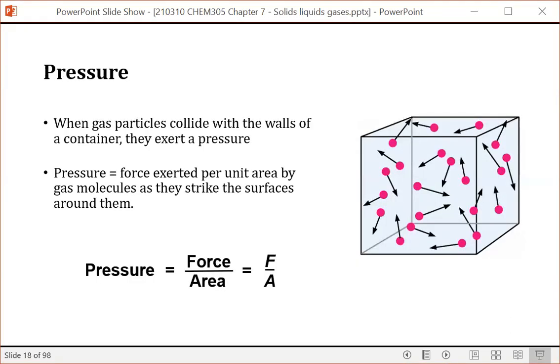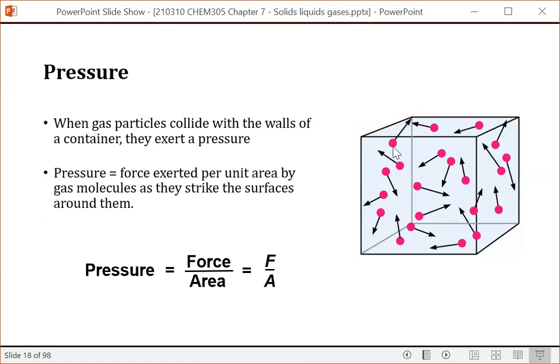When gas particles collide with the walls of a container, they exert pressure on that container. Pressure is the force exerted by the particles hitting the surface of the container per unit area as the gas molecules strike the surfaces around them. So if you imagine a cube filled with gas particles, the force of those particles hitting any one of these surfaces, the force divided by the area of the surface, that's the pressure exerted.